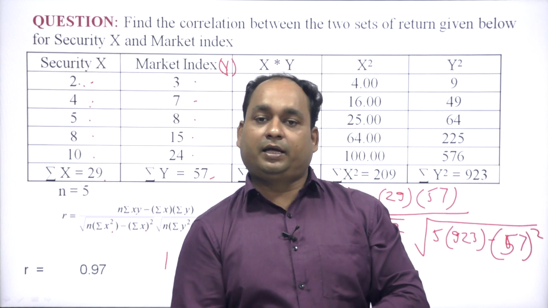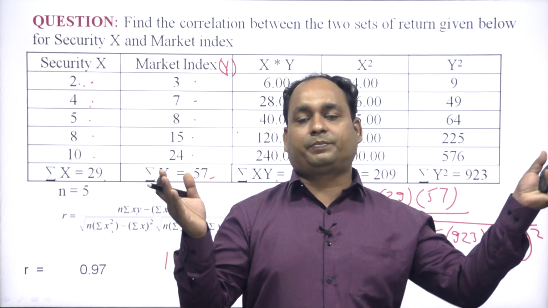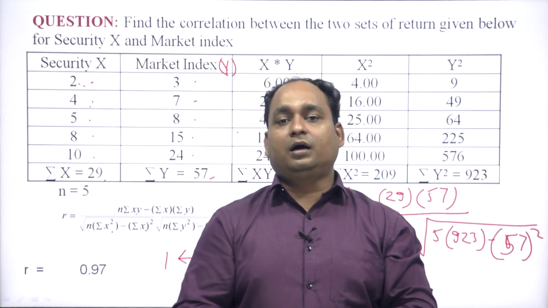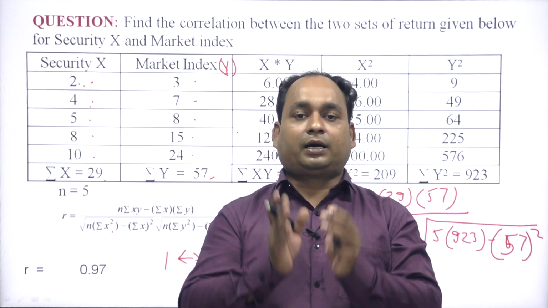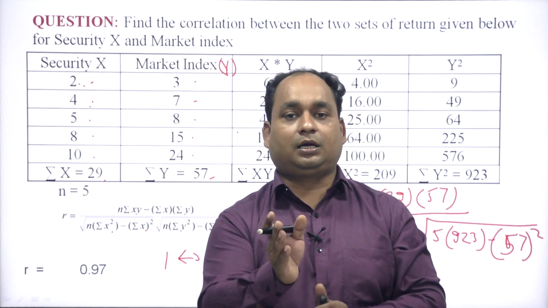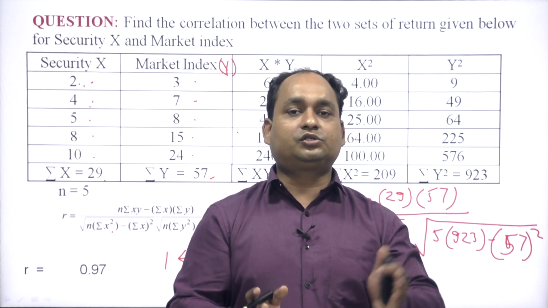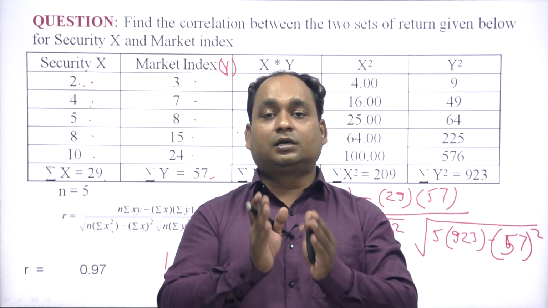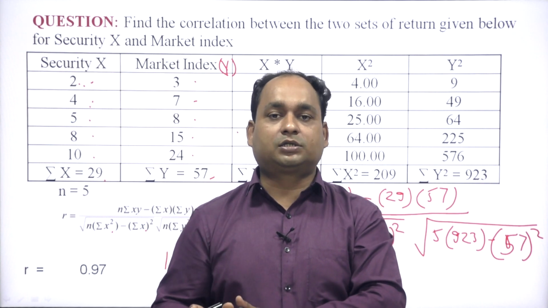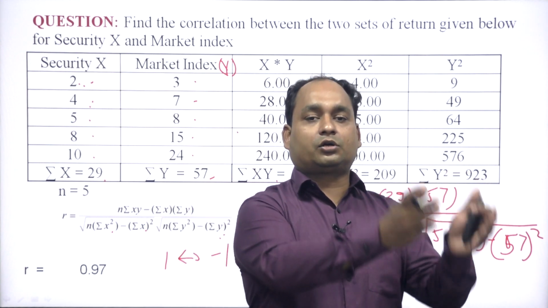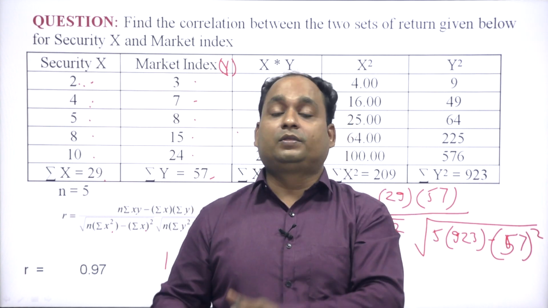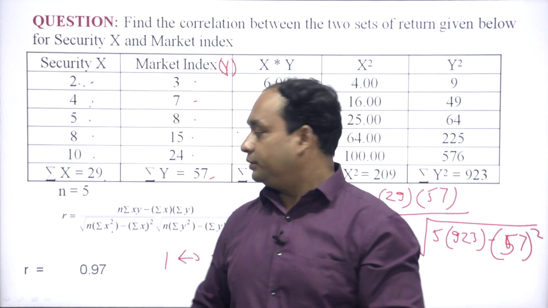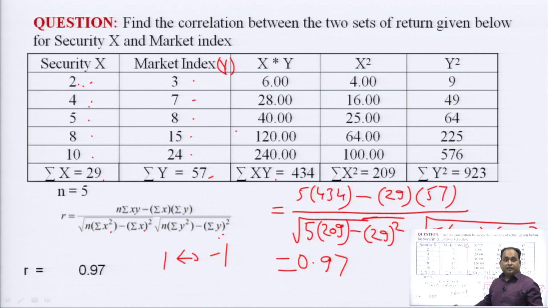Negative correlation, once price is increasing, another price is decreasing, then there would be a negative correlation. But when both trends are the same, market return is increasing, security price is increasing, there would be a positive correlation. Market return is decreasing, security price is decreasing, then there can also be a positive correlation. So, here it is 0.97.